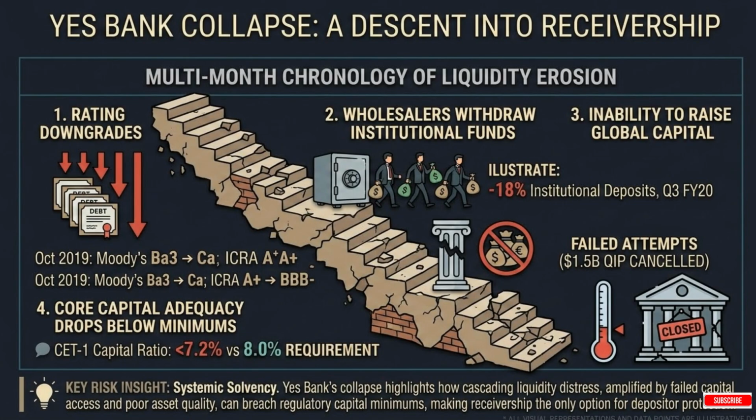Yes Bank's descent was a multi-month erosion of liquidity. It started with rating downgrades, followed by wholesalers withdrawing institutional funds. This led to an inability to raise global capital, and eventually, core capital adequacy dropped below regulatory minimums.